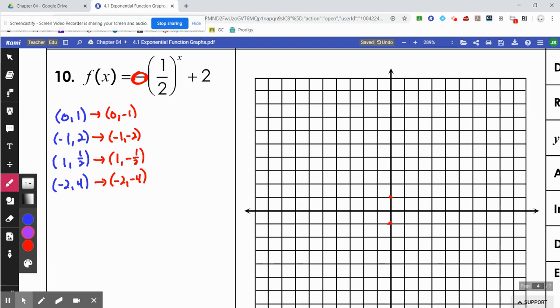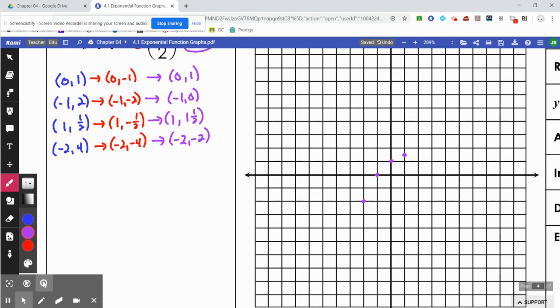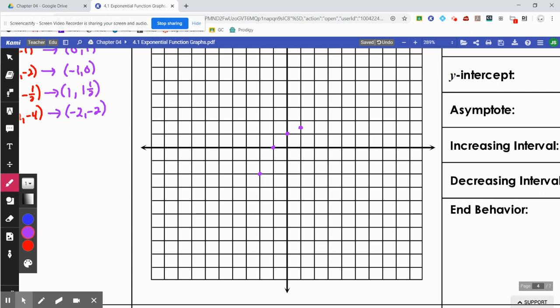And then finally, the only other thing that's going to happen is I'm going to move all my points up 2 units. So that means all my y value gets increased by 2, and here's all those new points. And there they are, and I've already put my points on my graph. And notice, again, we know what an exponential function looks like, so I'm just going to connect these dots.